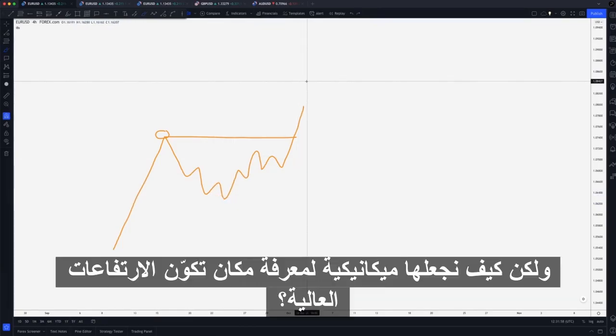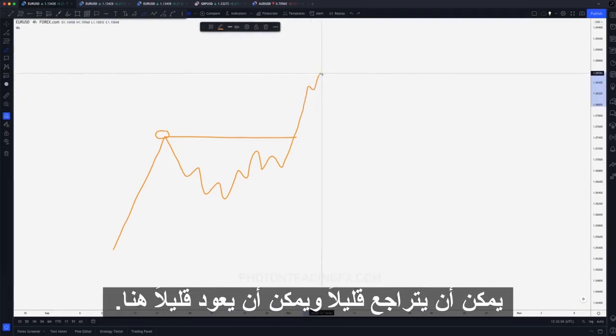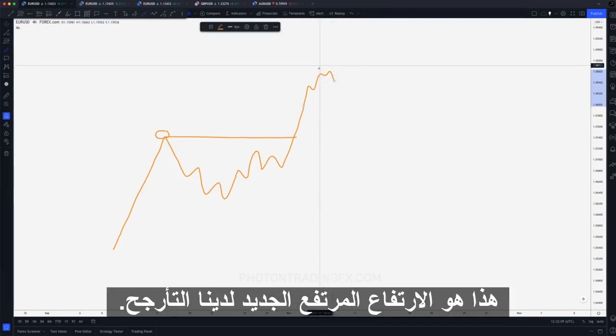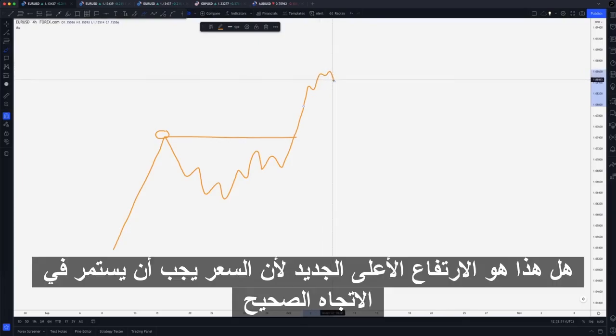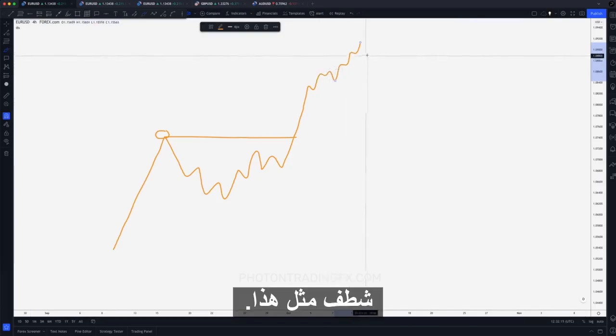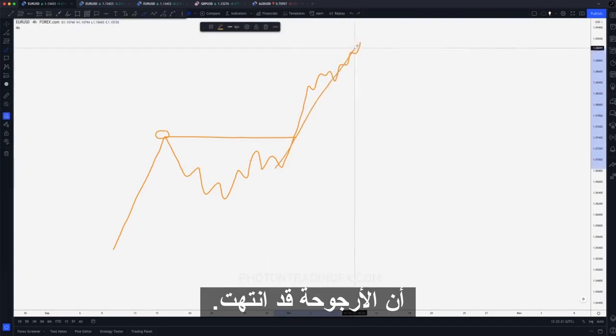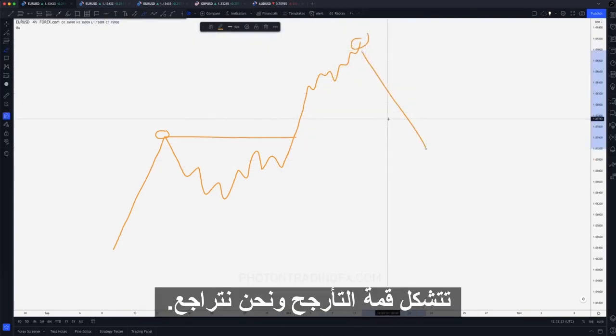But how do we make it mechanical to know where that high is formed? Because price could go up, it could pull back a little bit, it could go up, it could pull back a little bit, it could move back a little bit here. But is this the high? Is this our new swing high? Because price could keep going with these little pullbacks. We never quite know, when price action is printing like this, when we can mark out with certainty that the swing high has formed, that the swing run is over, and we're pulling back.